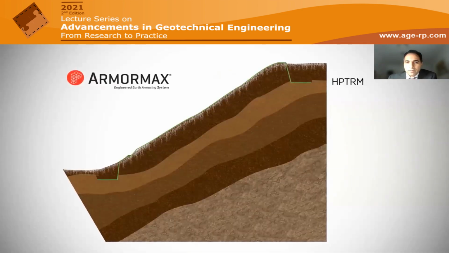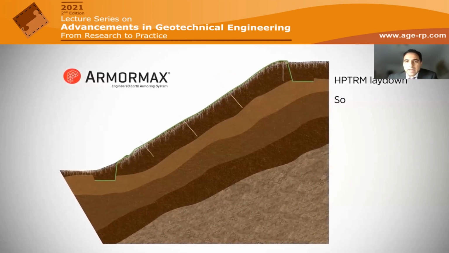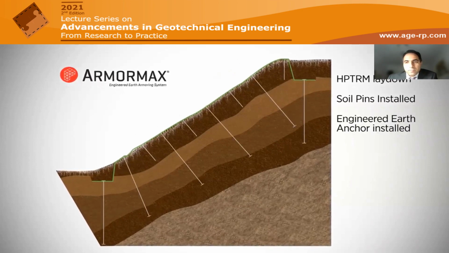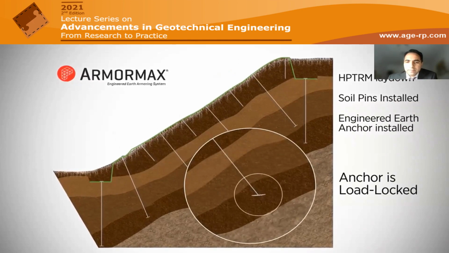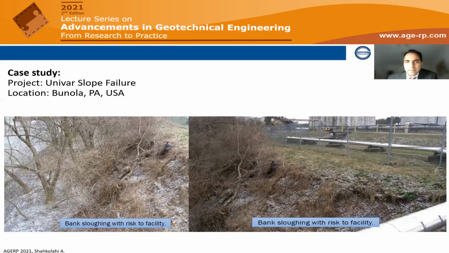Just to show you an idea of what it looks like, they put the HPTRM, pin it, and then push the anchors into the soil. When we pull the anchors, the anchor head turns, as you can see here, and then locks the soil. And that is how we provide the surface stability.